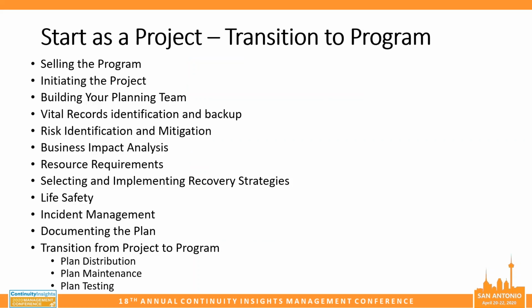So you want to start as a project. Business continuity usually starts as a project, and then you transition it to a program. You've got to sell why you have to do this. You've got to initiate the project, build your planning team, identify all of the vital records, and make sure that you back them up. You've got to identify your risks and what mitigating strategies are already in place. I will tell you, there are many more risks than we have dollars to mitigate against them. So you want to focus on the risks that could cause the greatest impact to your organization.